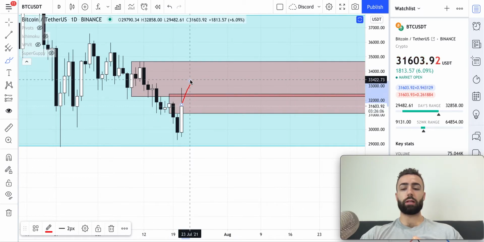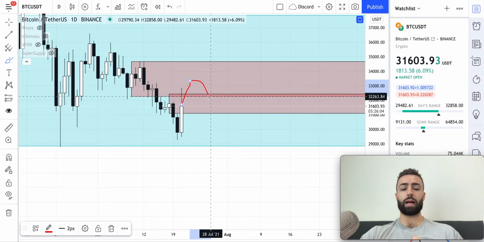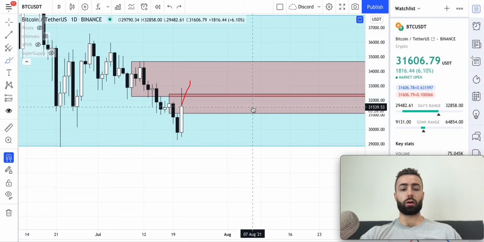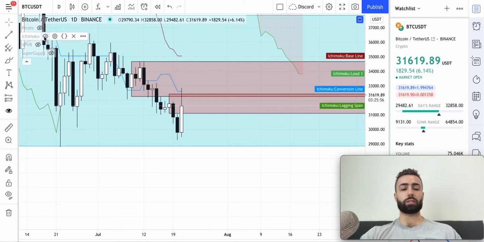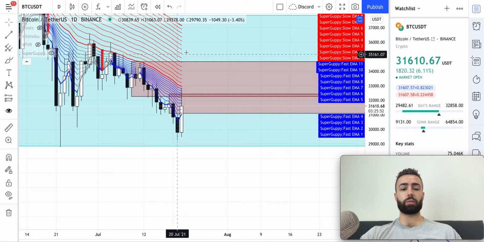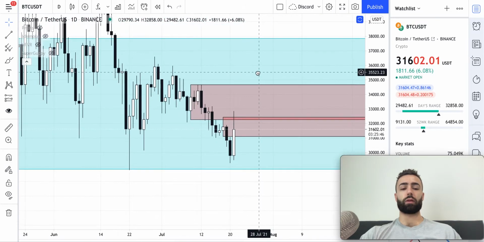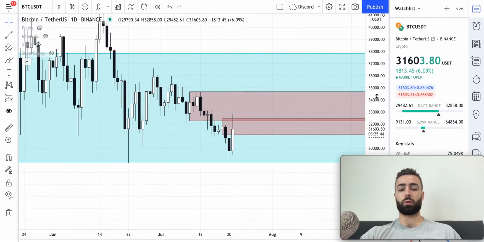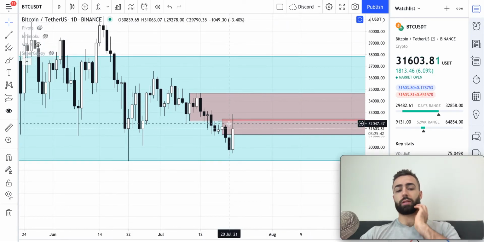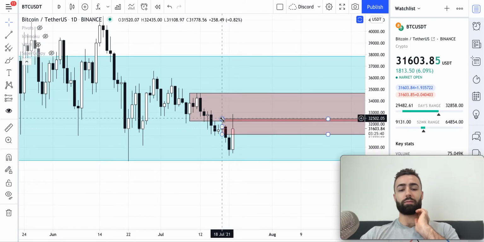The other potential scenario is we go right through this red zone, this one right here, not this bigger one. We close 2 daily candlesticks above it, and then we come back into it for a retest for a potential long. But because of the strong bearish momentum we have on things like the Ichimoku cloud, as well as the super guppy, and the fact that the actual trend itself is bearish, we have a lot of confidence for this thing to go lower.